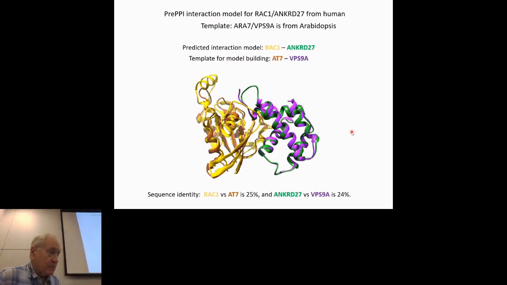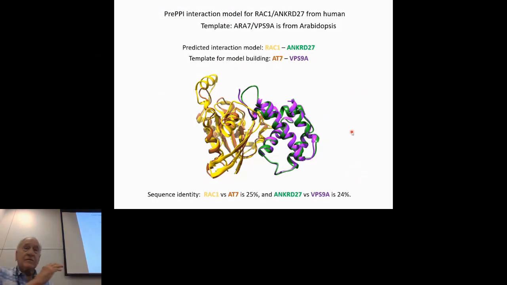This is just an example of a model that we built. The brown and purple proteins are from Arabidopsis. The yellow and green are models we built for two human proteins. And this is a relationship that you couldn't find from sequence, or not easily, but it's a structural relationship.